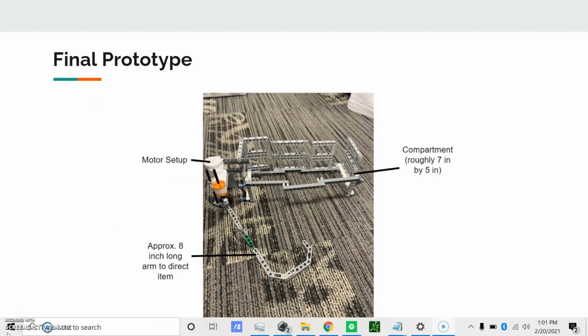Our final prototype is shown in the image in this slide. We have a motor setup on the left side of the compartment where the arm is attached there. The arm is approximately 8 inches long, and it is used to direct the ball, which would be placed right in front of the compartment. The compartment is roughly 7 inches by 5 inches, and once the ball is pushed into the compartment, the user should be able to reach in and grab the ball.